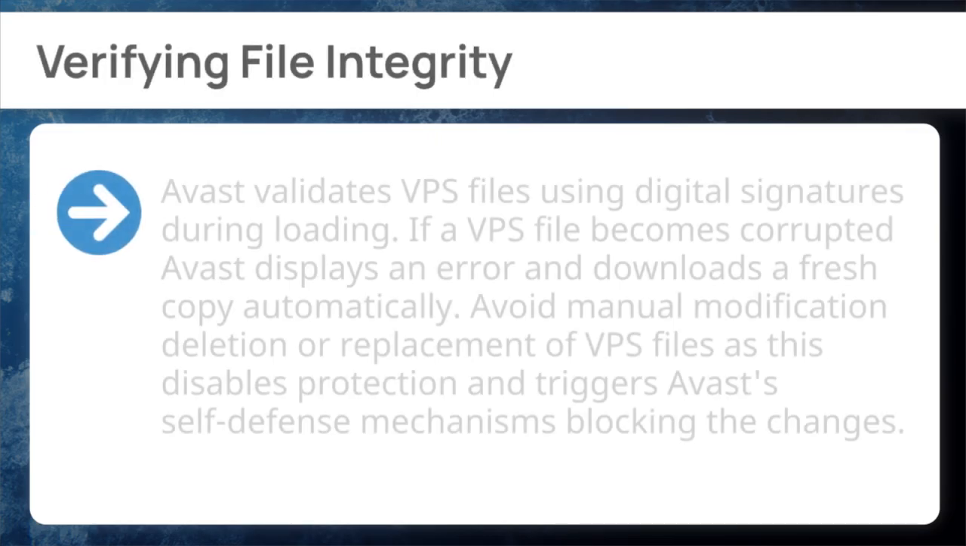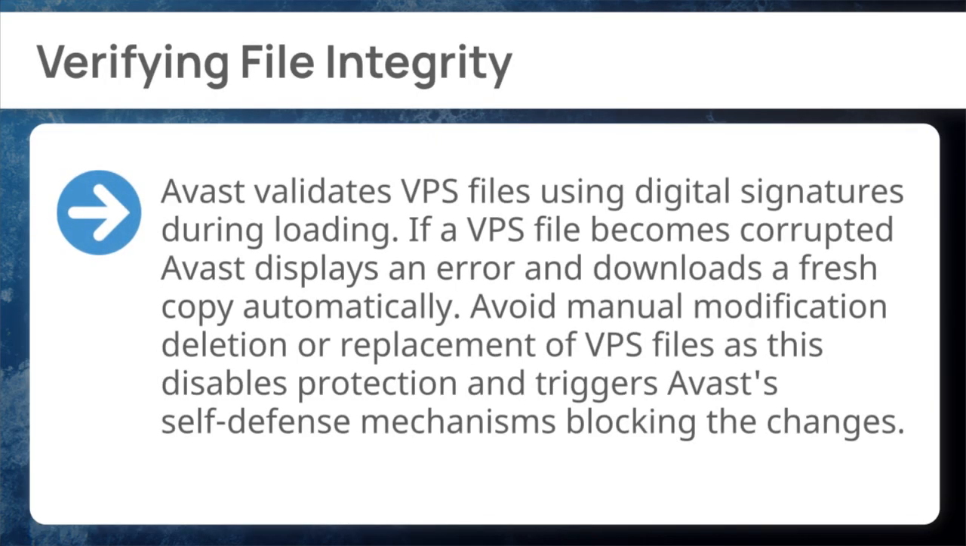Next, verifying file integrity. Avast validates VPS files using digital signatures during loading. If a VPS file becomes corrupted, Avast displays an error and downloads a fresh copy automatically. Avoid manual modification, deletion, or replacement of VPS files, as this disables protection and triggers Avast's self-defense mechanisms, blocking the changes.